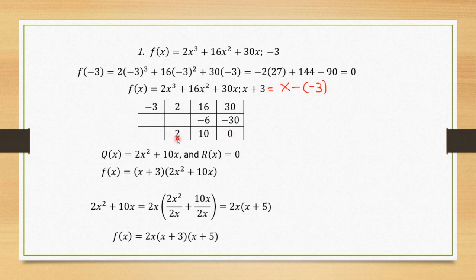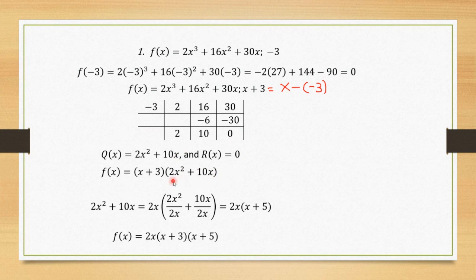So in other words, what we end up with is the quotient's degree 2, f is degree 3. We have 2x squared plus 10x. The remainder again is 0. So we have this, f of x is x plus 3 times the quotient plus the remainder. Remainder 0, so we don't write it.